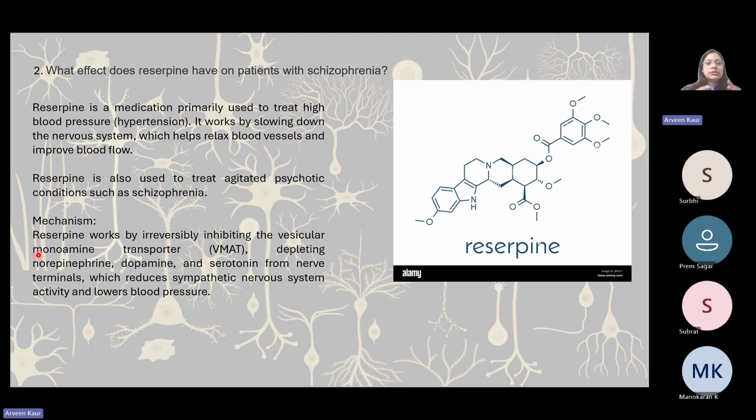So, this would not just lead to that calming effect that we see in psychotic patients, but in normal patients who do not have psychosis and who do not have a hyperactive or hyper alert brain state, right? For them, it could actually lead to some devastating effects also, right?